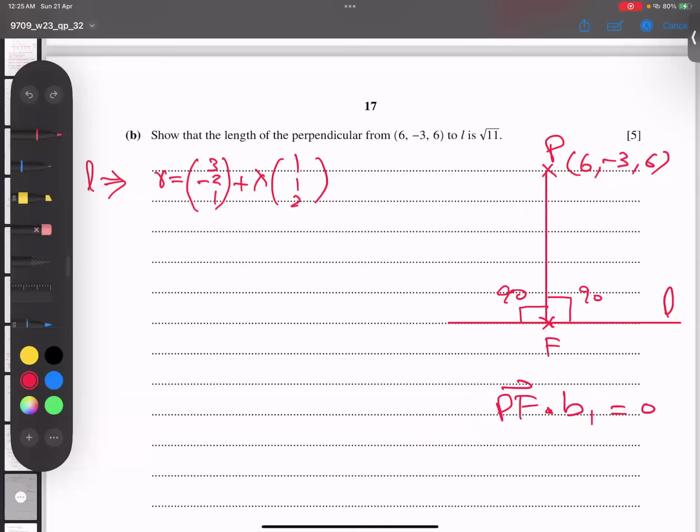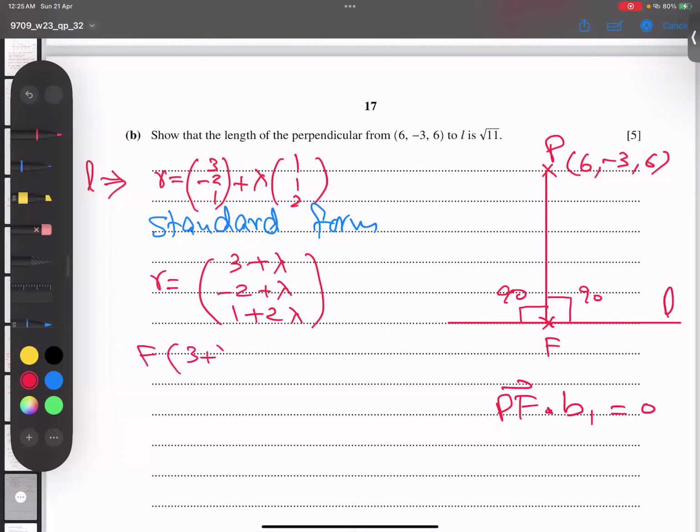And basically, students, when I convert any line into standard form, what will happen? I multiply lambda inside: the i coefficient, I get 3 plus lambda; the j coefficient, I get negative 2 plus lambda; and the k coefficient, 1 plus 2 lambda. I believe you got my point. This is actually what you can call the F coordinates: 3 plus lambda, negative 2 plus lambda, 1 plus 2 lambda.